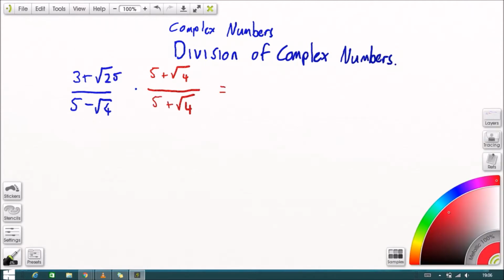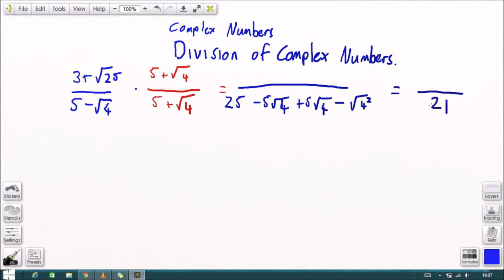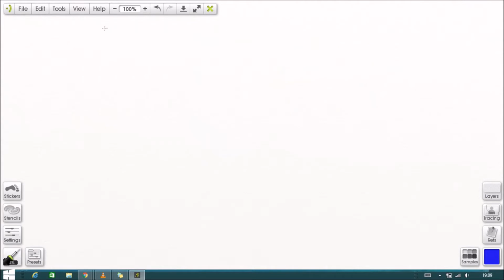In doing this, we're making the denominator equal to 5 times 5 minus 5 times root 4 plus 5 times root 4 minus root 4 squared, which gives you just a whole number, 21. So we got rid of the surd term by multiplying by the conjugate.